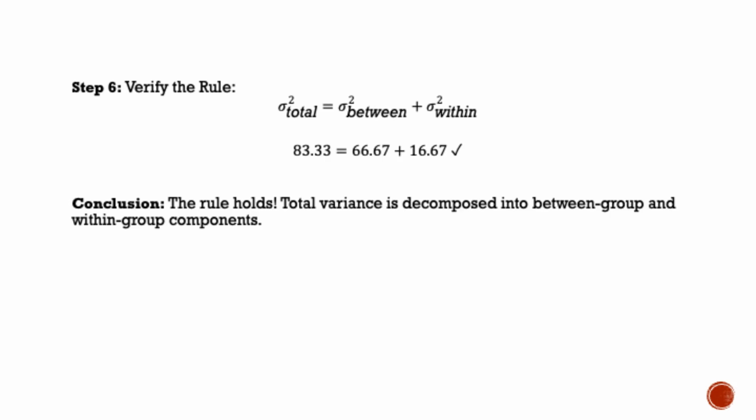Now we check the rule. Total variance equals between group variance plus within group variance. 83.33 equals 66.67 plus 16.67. The rule holds. This confirms that total variance is indeed decomposed into between group and within group components. This example demonstrates the power of this decomposition.